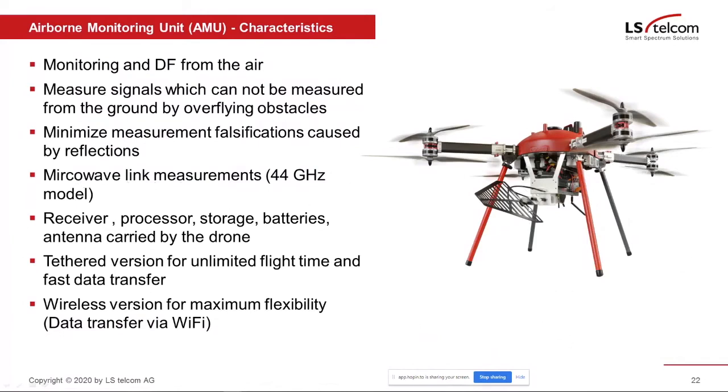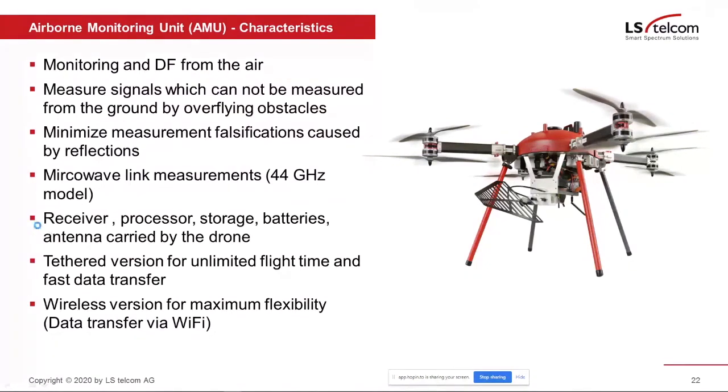Also, one use case is that it's pretty easy to fly up with a drone to a microwave link to look if the microwave link is active, to view the power of the link, to view the frequency. That's why we have a special microwave link version up to 44 gigahertz for inspection of this. This is typically used by regulators or by operators.